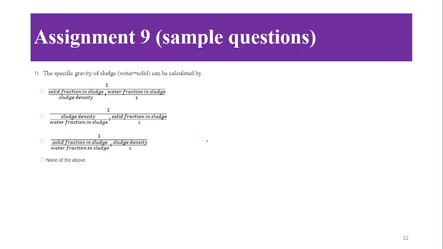Okay, so I had discussed this earlier. So the correct option here is the first option because it has solid fraction in sludge and sludge density and water fraction in sludge upon 1, which is the density of water. So the correct answer is the first option.